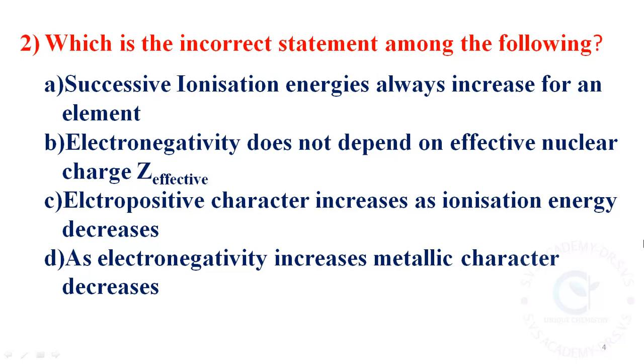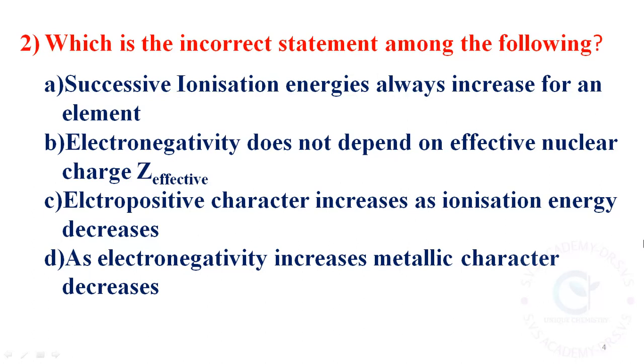The first statement, successive ionization energies always increase for an element, is a correct statement, but we have to select the incorrect statement. The first statement is correct because the removal of successive electrons increases the effective nuclear charge, which gives rise to more bound electrons that are difficult to remove. If we remove the first electron, then the second electron becomes more bound due to higher effective nuclear charge. So the first statement is correct.